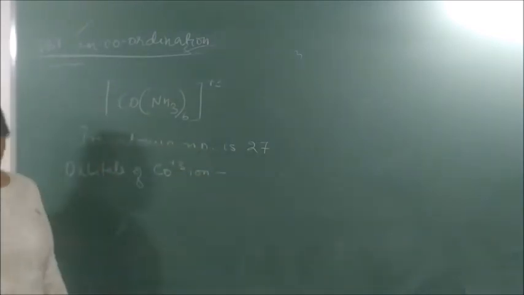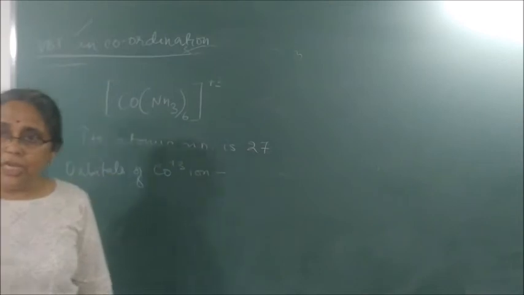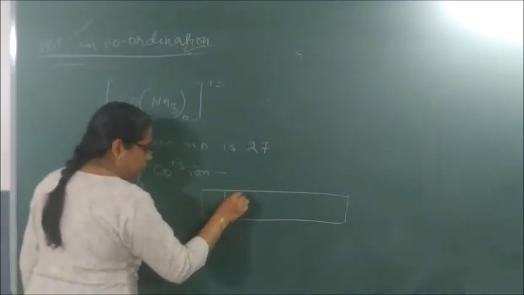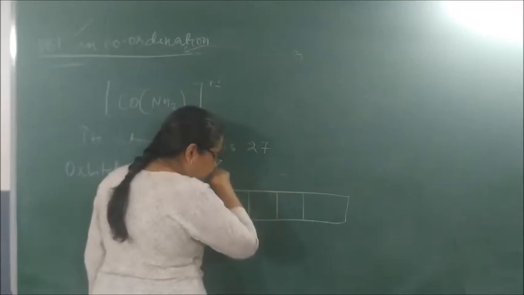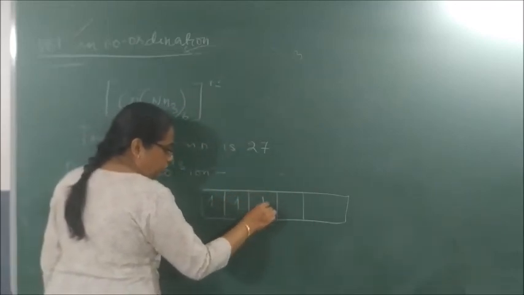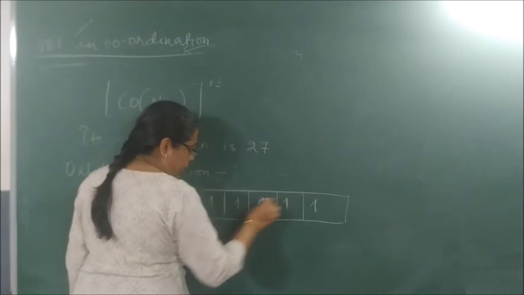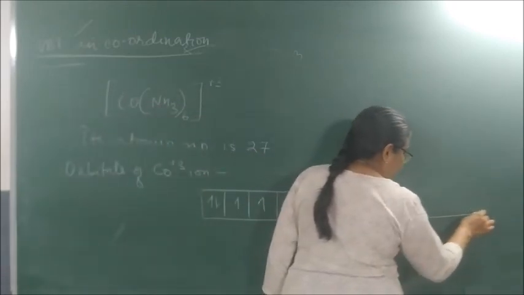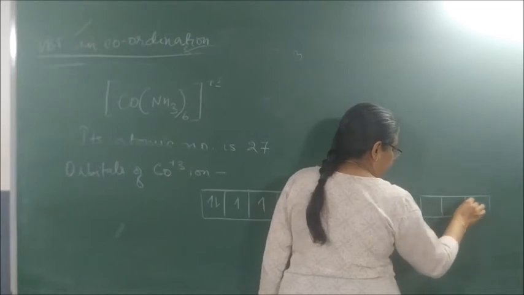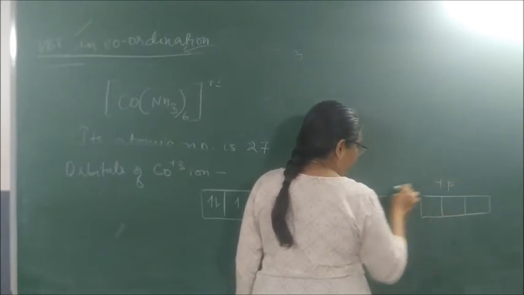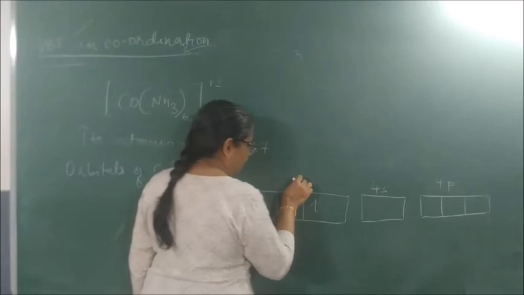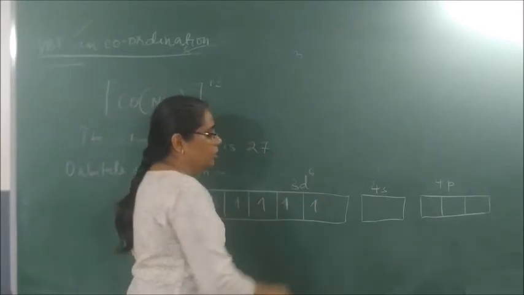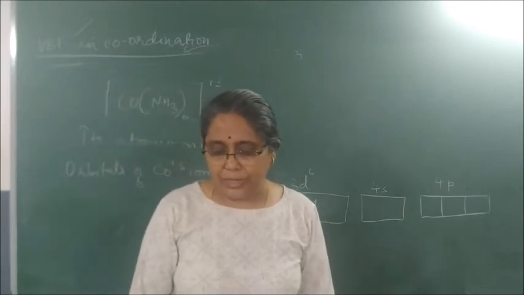How do we write the orbitals? We have 3d6, so we will write first the 3d6: 1, 2, 3, 4, 5, 6. We have this as 4s. We have this as 4p. Please write 4p, 4s and 3d. 3d6, 4s, 4p.